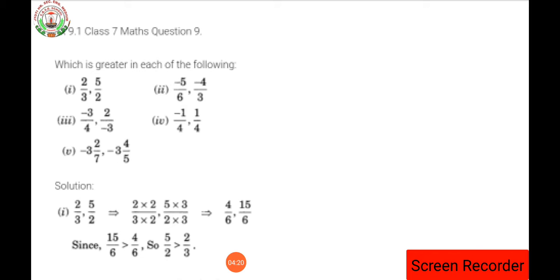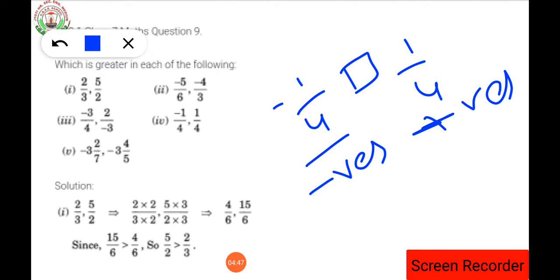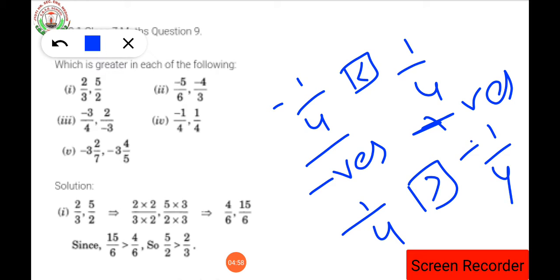In the same way you have to do the third also. The fourth is a like term, student. Minus 1 upon 4 and 1 by 4 are both like terms. So if it is a like term, we are not going to take any LCM. So can you tell me which one is a positive number? This minus 1 upon 4 is a negative number, isn't it? And this plus 1 by 4 is a positive number, isn't it? So obviously a positive number is greater than a negative number. So plus 1 by 4 is greater than minus 1 by 4 over here. Clear?